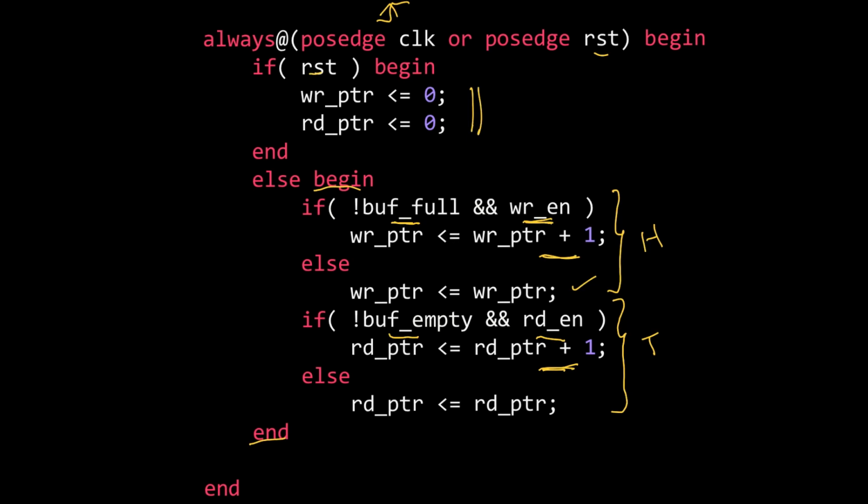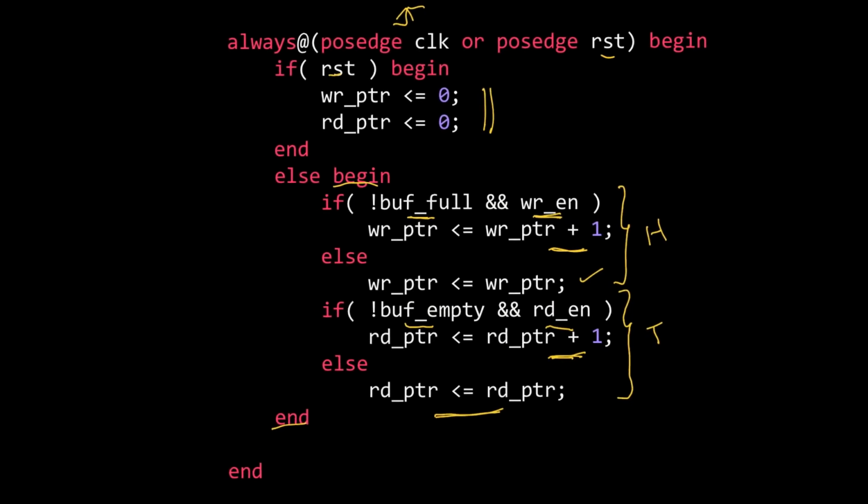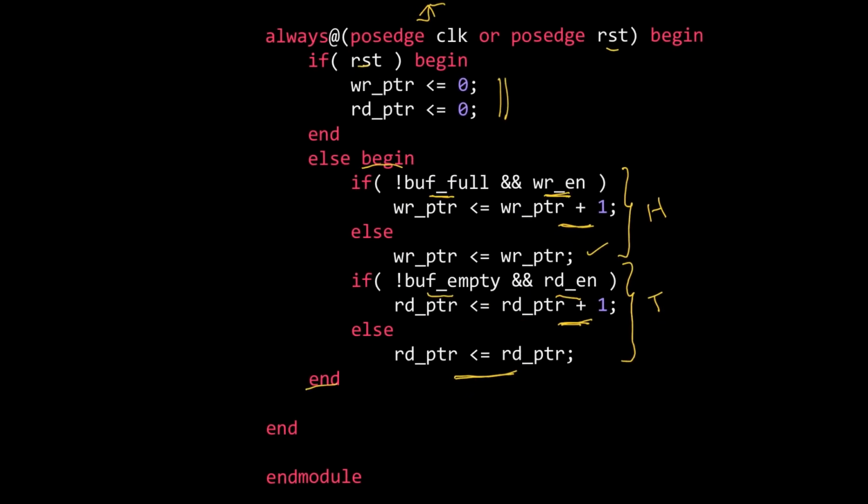Tail also moves in the same direction, but tail goes after head. Tail cannot overtake head at any point, right? So else just retain your read pointer as it is. And so that is it. And this is the code for a simple single clock first in first out hardware block.